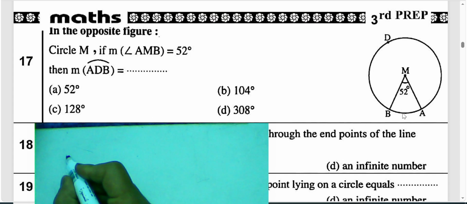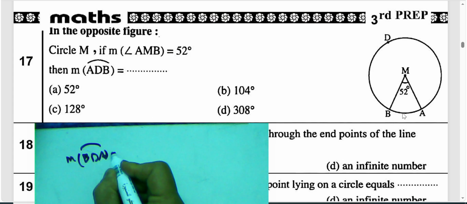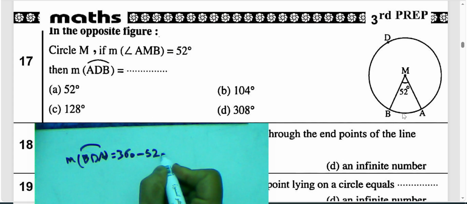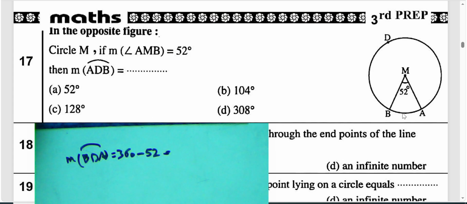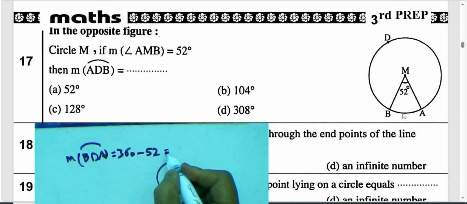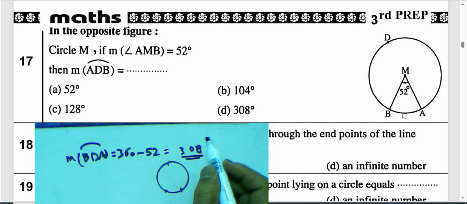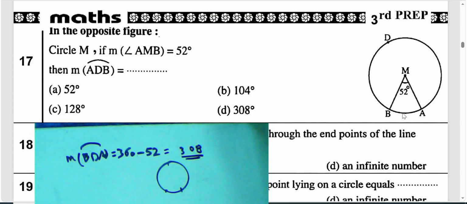Then the measure of arc BDA is equivalent to 360 subtracted by 52, because the measure of the circle equals 360. He gave me this part of the arc, and the remainder of the arc is 360 subtracted by 52, because the measure of arc BA equals 52. So the remainder, arc BDA, is equivalent to 360 minus 52. 10 minus 2 equals 8, 5 minus 5 is 0, and here 3. Then the result will be 308 degrees. Yes, 308 degrees. Choose letter D.